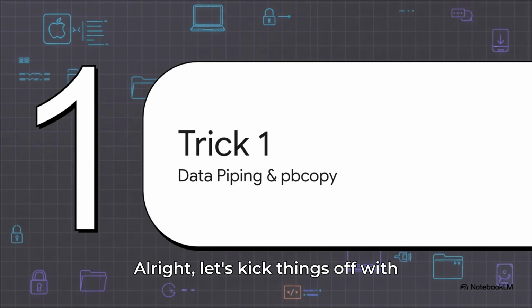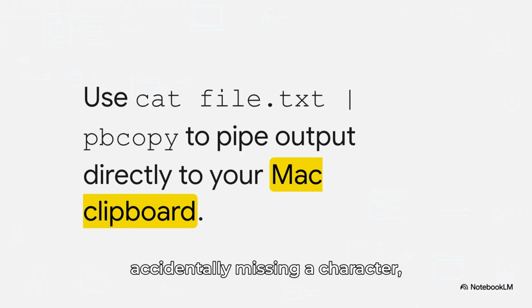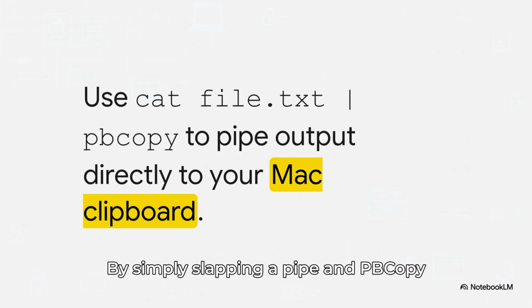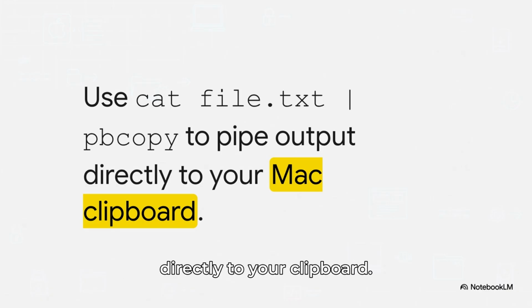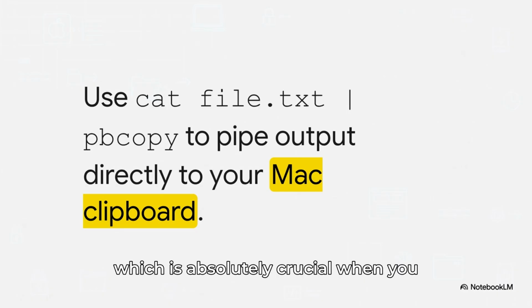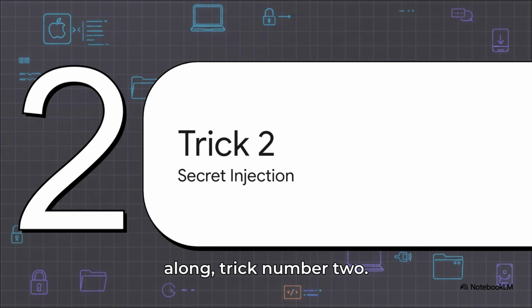All right, let's kick things off with trick number 1, data piping with pbcopy. Look, we've all felt the pain of manually highlighting a massive wall of text, accidentally missing a character, and totally ruining the formatting, right? Well, the macOS clipboard, or the pasteboard, architecturally speaking, can actually act as a standard Unix pipe. By simply slapping a pipe and pbcopy at the end of your command, you route that output directly to your clipboard. It's a total lifesaver because it perfectly preserves your exact formatting. Think about tab characters. It keeps them completely intact, which is absolutely crucial when you are pasting data straight into a spreadsheet like Excel.